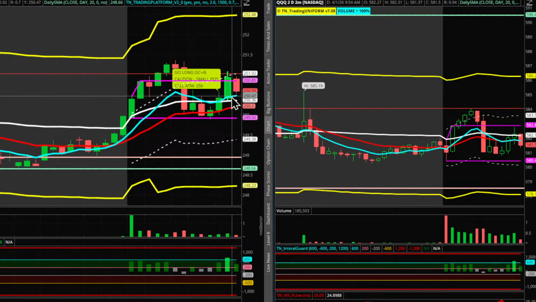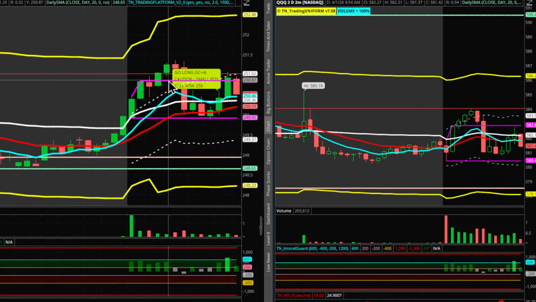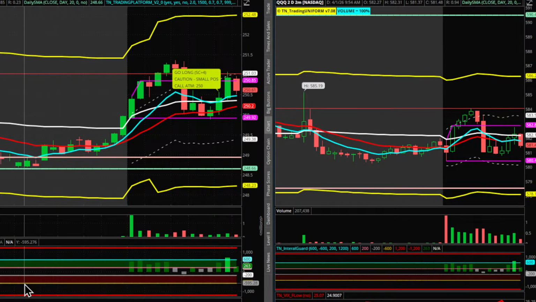Now it looks like the price is trying to go back and retest VWAP here. If it can break out and cross over the opening range high, then there's a good chance it can run.